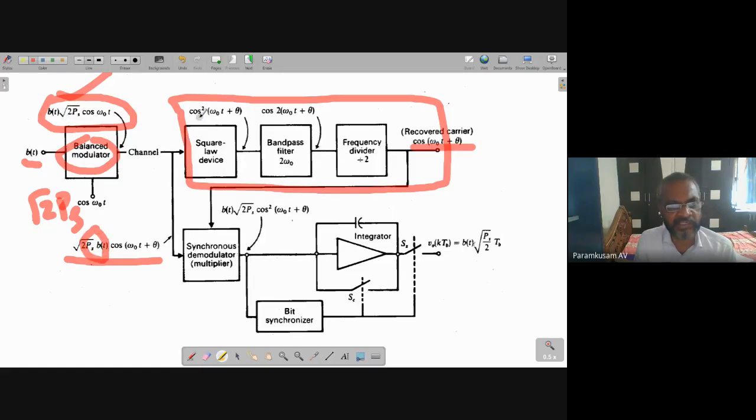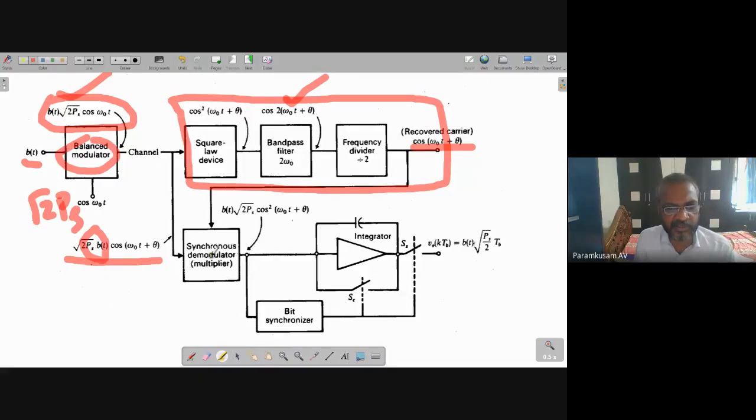Then we get cos square omega naught plus theta. That cos square omega naught plus theta can be written as 1 plus cos 2 omega naught plus theta by 2. Then the band pass filter will pass only the cos 2 omega naught plus theta. And if you give it to the frequency divider, then you will get cos omega naught plus theta. That cos omega naught plus theta and the root transmitted signal both are again given to the synchronous demodulator.